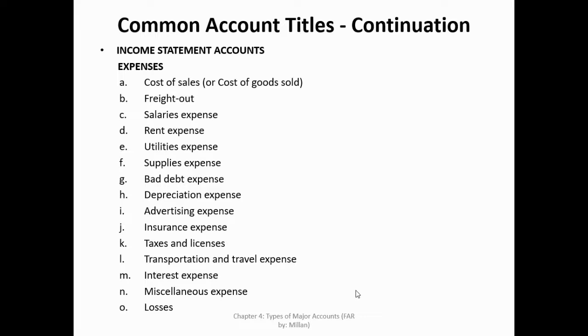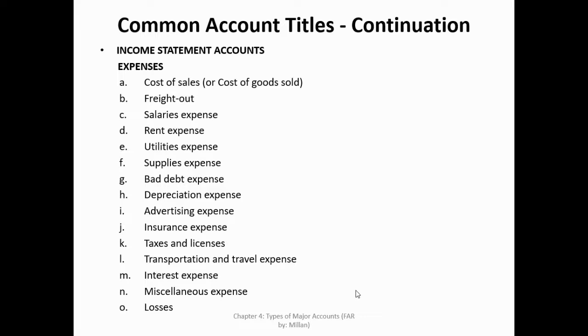Next is the depreciation expense. This is the portion of the cost of a depreciable asset. Example is the building or pwede rin yung equipment that has been allocated to the current accounting period. Another one is the advertising expense. It represents the cost of promotional or marketing activities during the period.